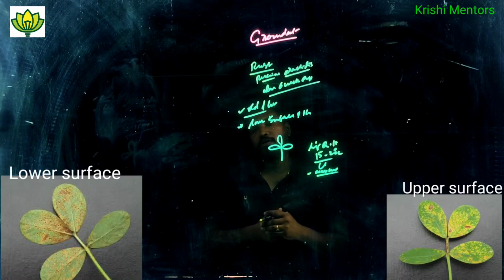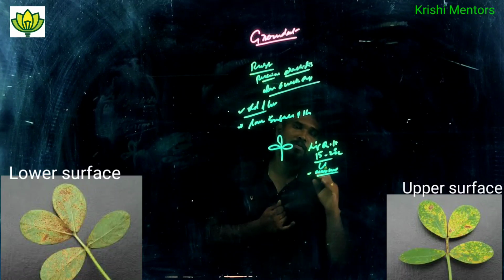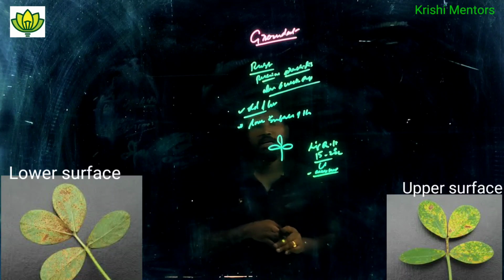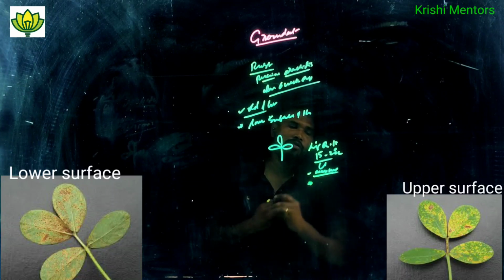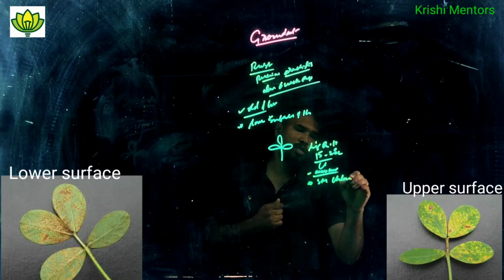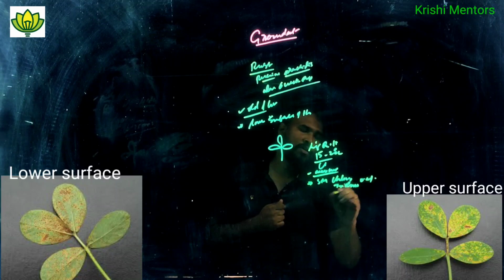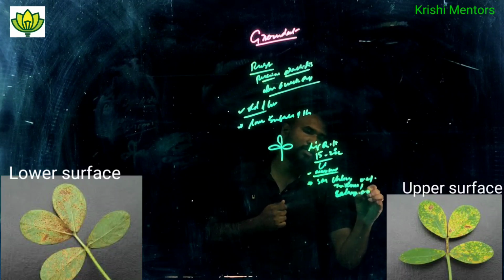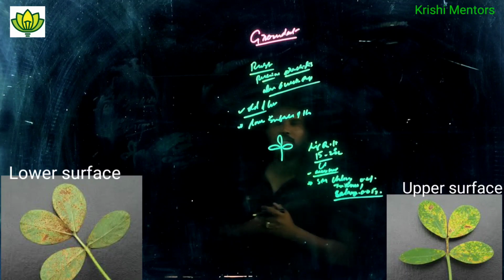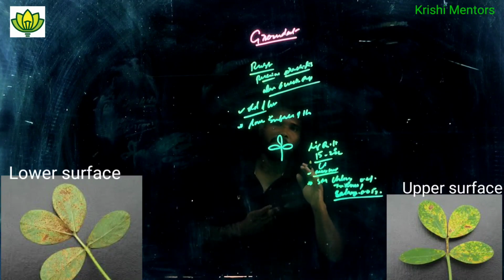So how to control? Removal and destruction of the diseased plant parts, first one. Second one, avoid monocropping, clear. And also we have to go for spraying of chlorothalonil, tridemorph 0.2% or calixin 0.045% for the control of the rust disease. So this is about the rust disease.